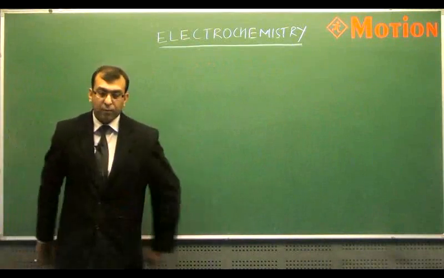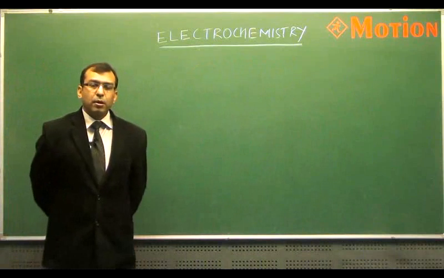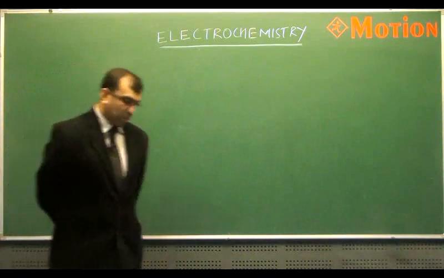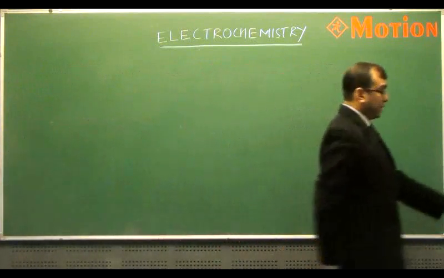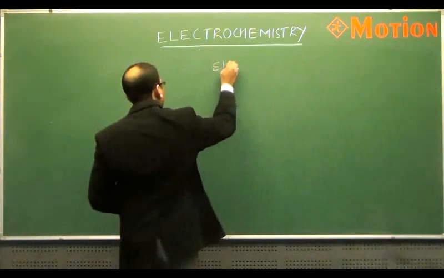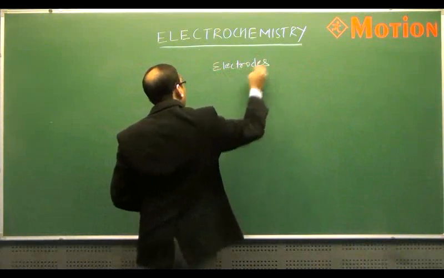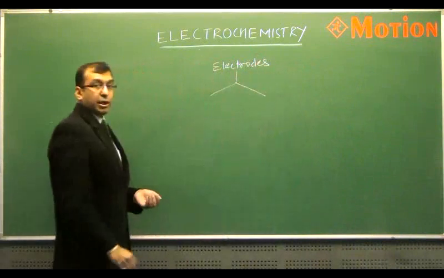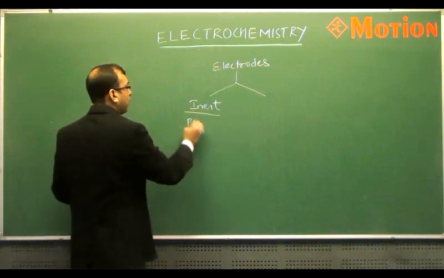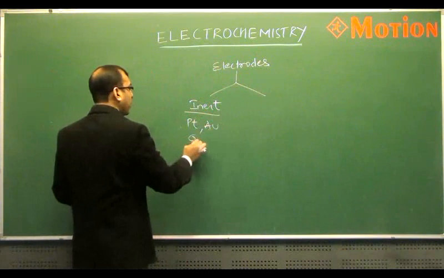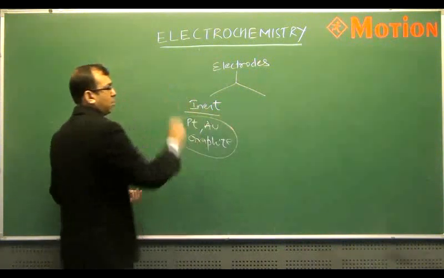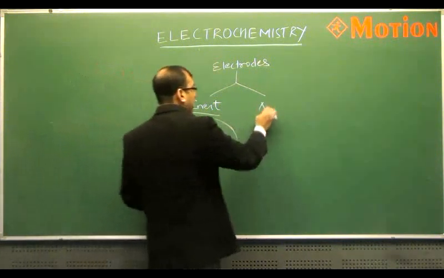Now I am going to discuss a concept about active electrodes. There are two types of electrodes used in the electrolytic cell, inert electrodes and active electrodes. One is the inert electrode, for example platinum, gold, or even a graphite electrode in most cases.